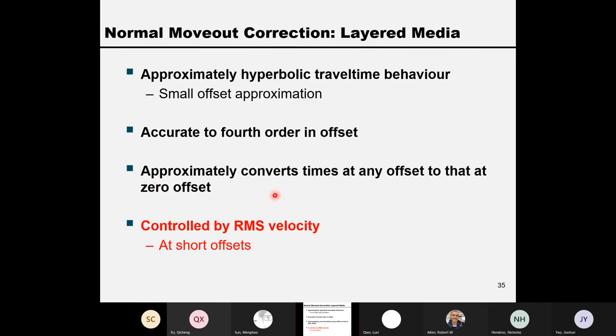right? The purpose of that is to try to convert your offset to the time at zero offset. And based on mathematical derivation, based on Taylor expansion, that's controlled by RMS velocity, right? But nowadays, we can use some sort of optimization to get the best velocity, which is different from RMS, to have the best optimal stack section, right?